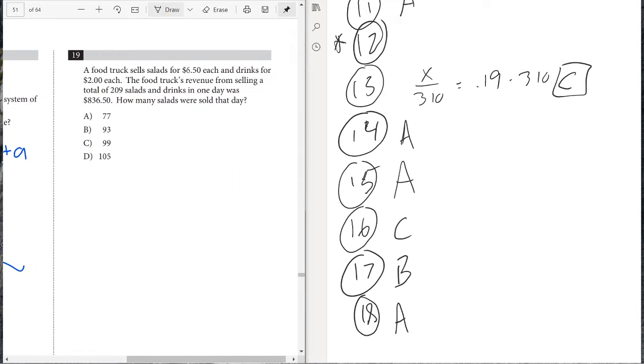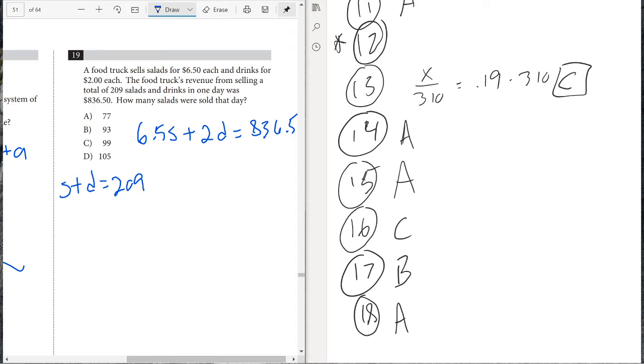19. Food truck. A food truck sells salads. Oh, salads. Man. Oh, this is one of those things. Okay, so salads for 6.50, 6.5 S plus 2 drinks. They made 836.5, and all the salads and drinks together. Let's see. Selling a total of salads and drinks, 209. How many salads were sold that day?